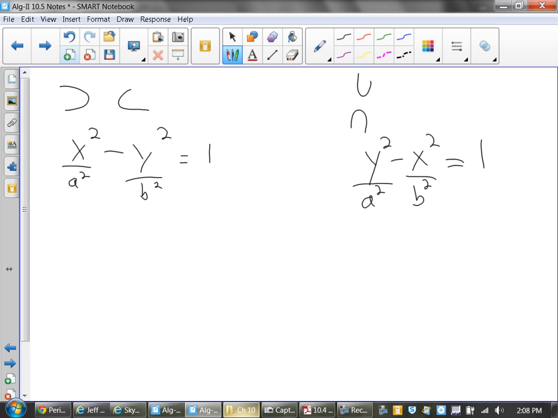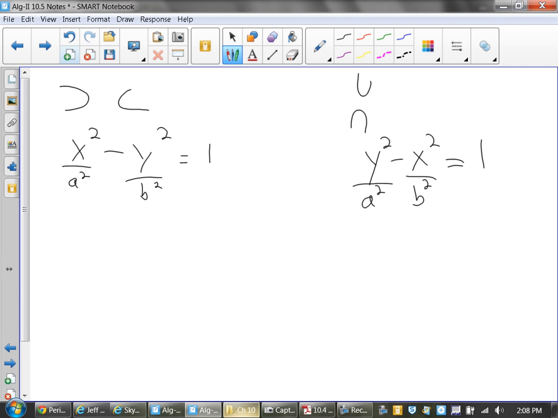I'm just going to stop. What I've done here is I wrote the two equations below the directional ones. So if you're going left and right, it's x squared over a squared minus y squared over b squared equals 1. If it's going up and down, then it's y squared over a squared minus x squared over b squared equals 1. Notice how the a's and the b's didn't move, but the x's and y's did. So that's how you're able to tell which one is which.